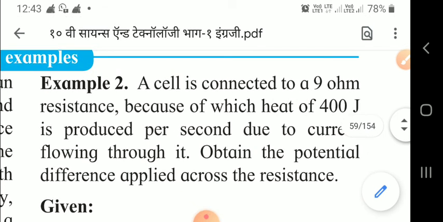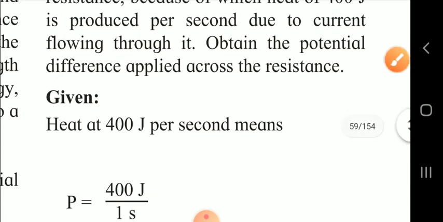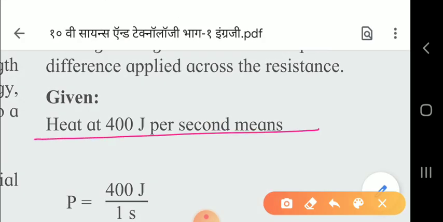This is our second example. We can see here a cell is connected to a 9 ohm resistance, because of which heat of 400 joule is produced per second due to current flowing through it. Obtain the potential difference applied across the resistance. Now let us see what is given here. What is given, children? Heat at 400 joule per second.